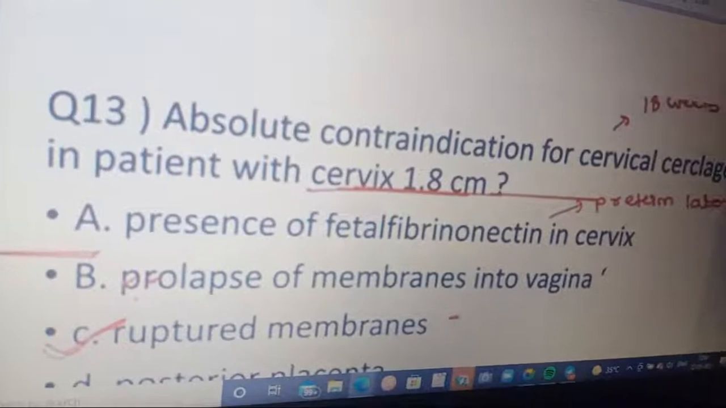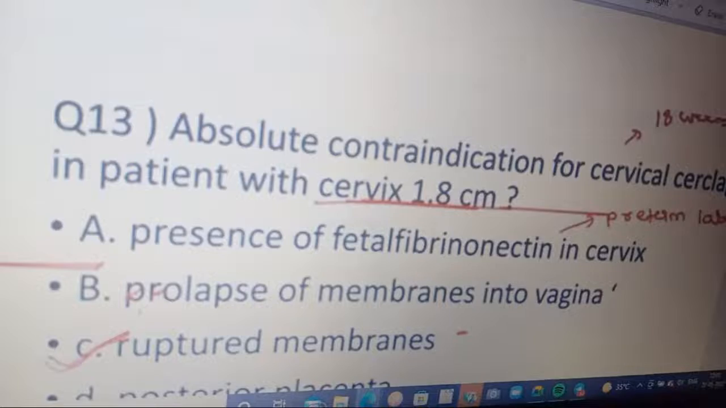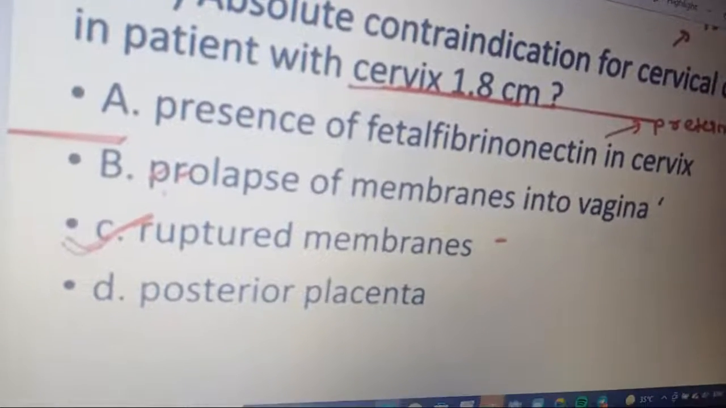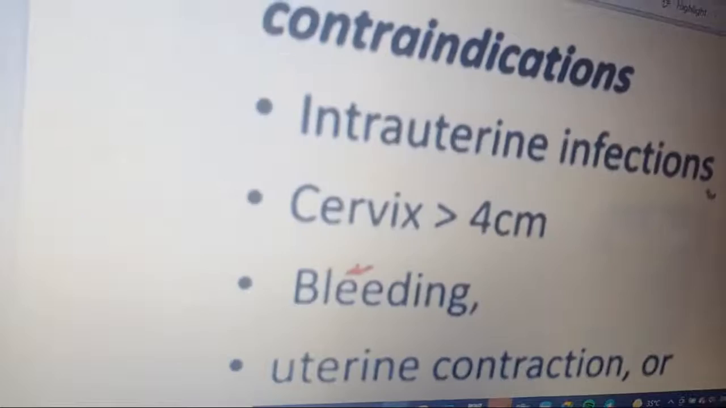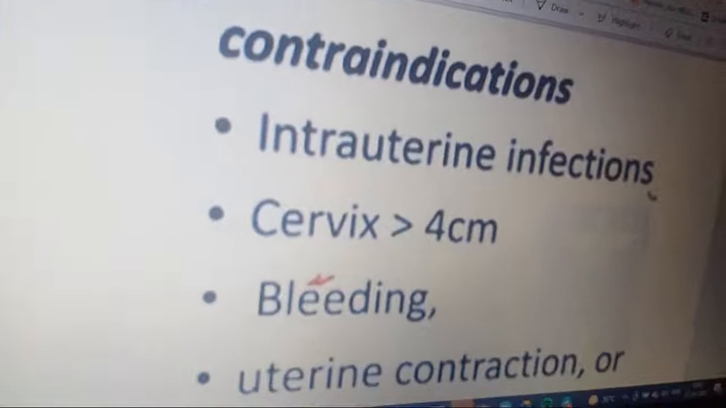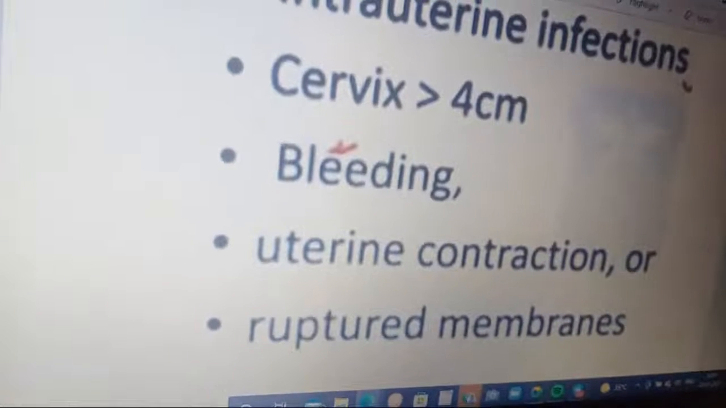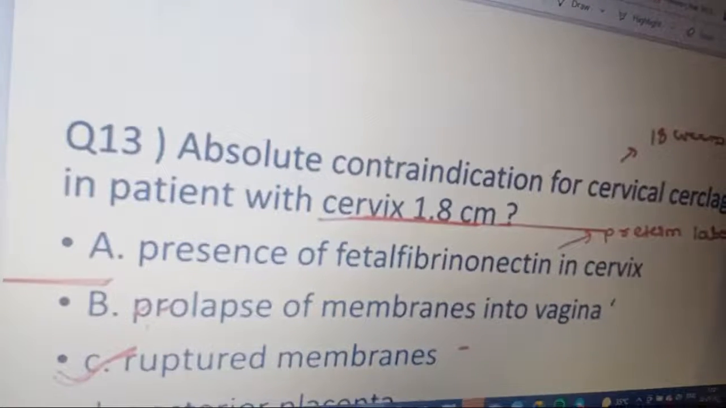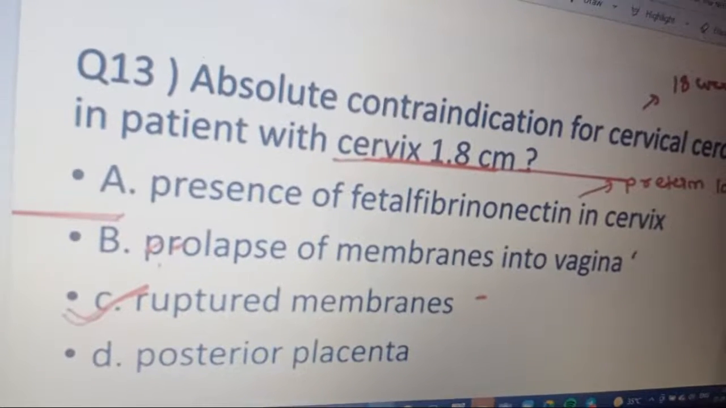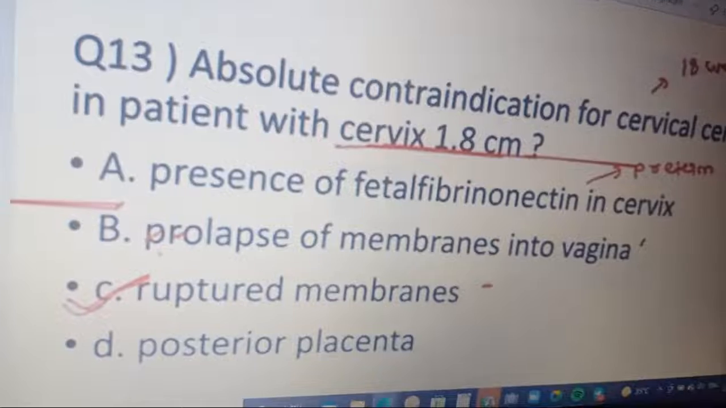Another question: absolute contraindication for cervical cerclage in a patient with cervix 9.8 cm. The absolute contraindications are intrauterine infection, cervical dilatation greater than 4 cm, bleeding, uterine contraction, or ruptured membranes. So the answer here will be ruptured membranes.